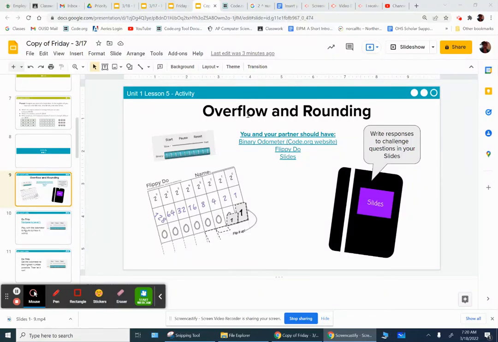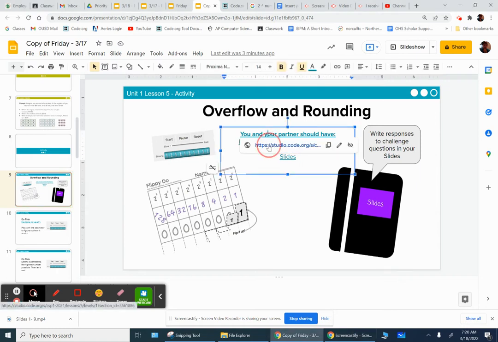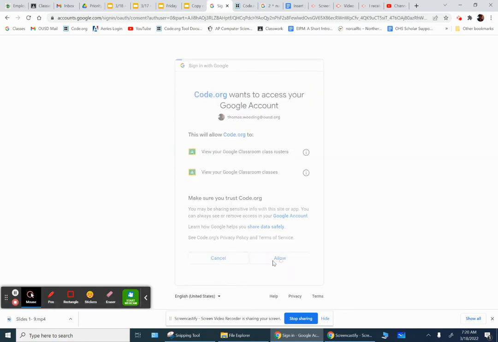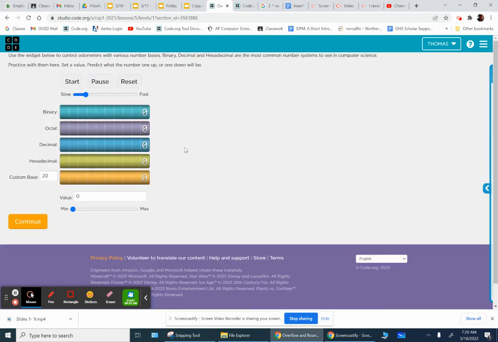So this is the overflow activity on code.org. It wants us to take it to this odometer. And I got to sign in. So when you just click start on this odometer, it's going to count up in binary and it shows you the conversion for everything. There's actually more numbers than decimal and binary, but luckily we only need to know decimal and binary, so we're going to focus on these two.